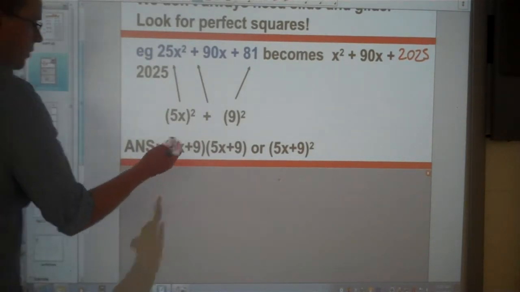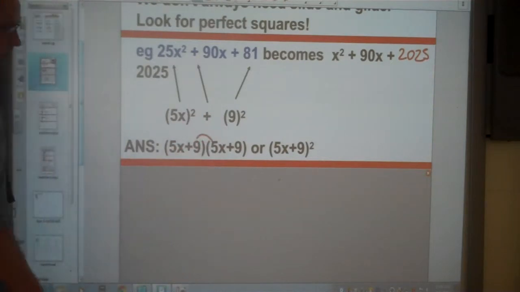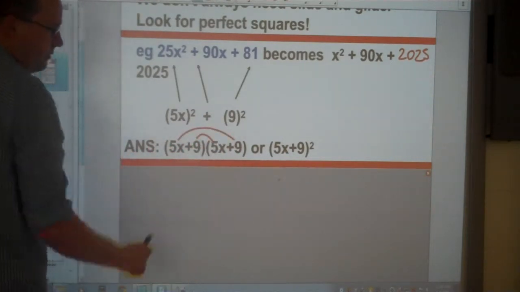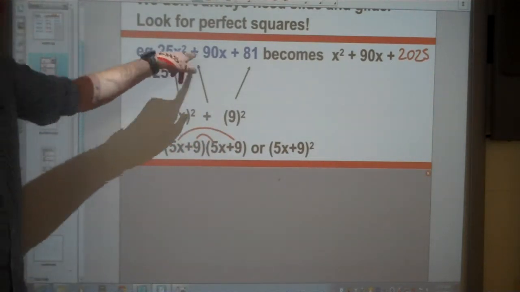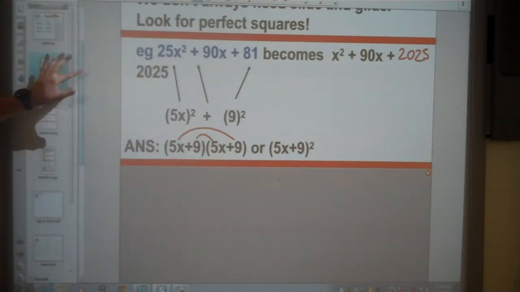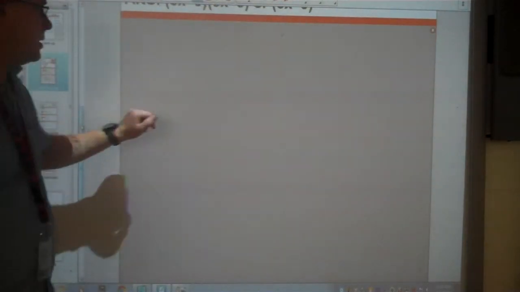Now we should check with FOIL to make sure this does work though. 9 times 5 is 45. 5 times 9 is 45. If you add those together, you do indeed get 90. But it's something you should check when you're doing these questions.